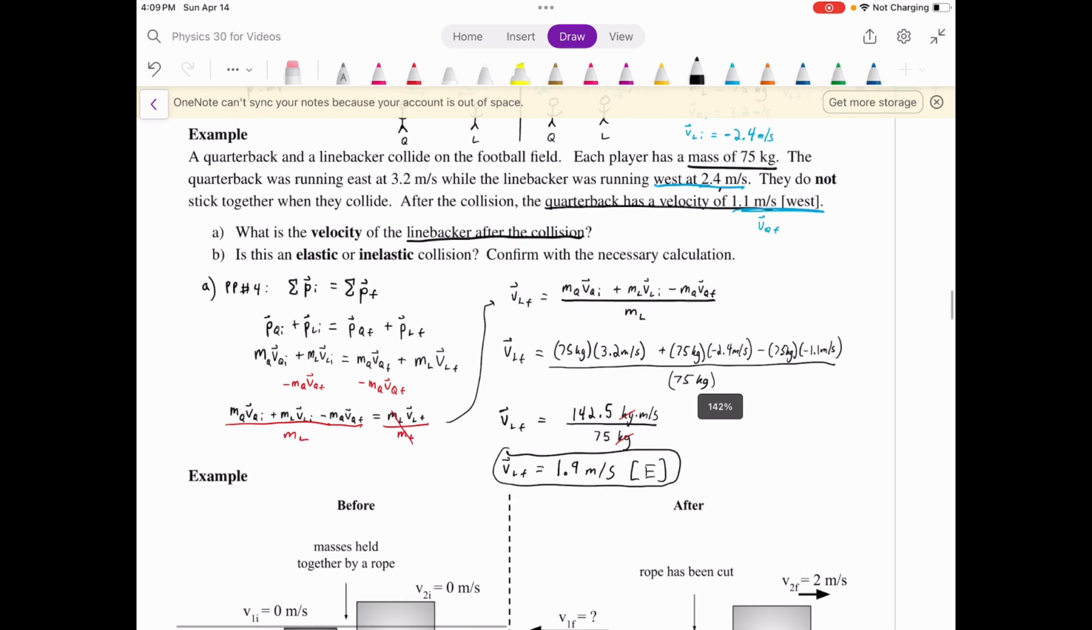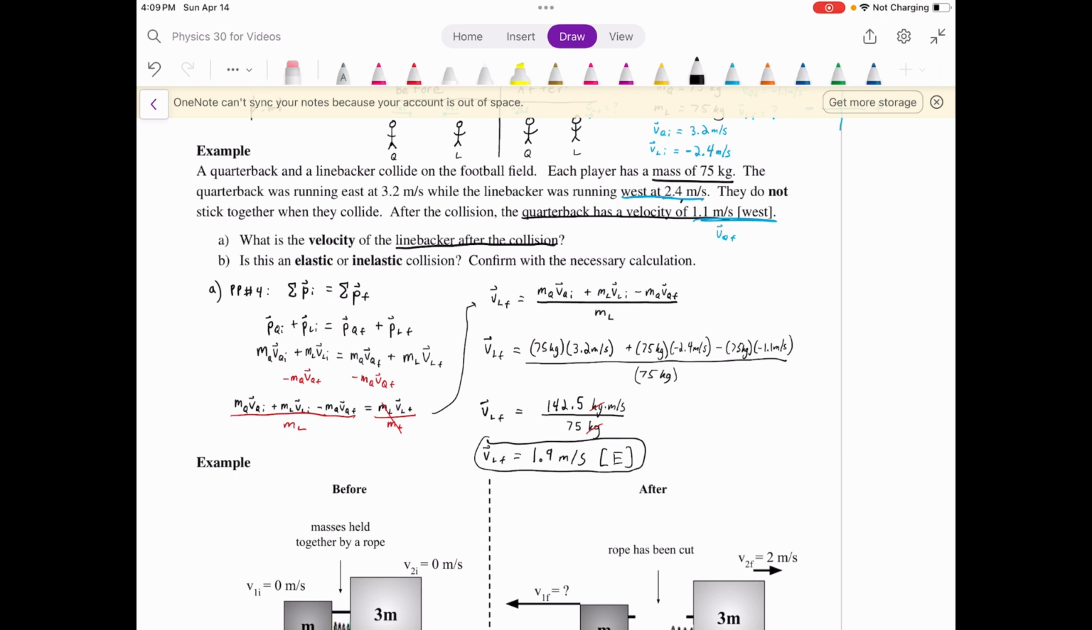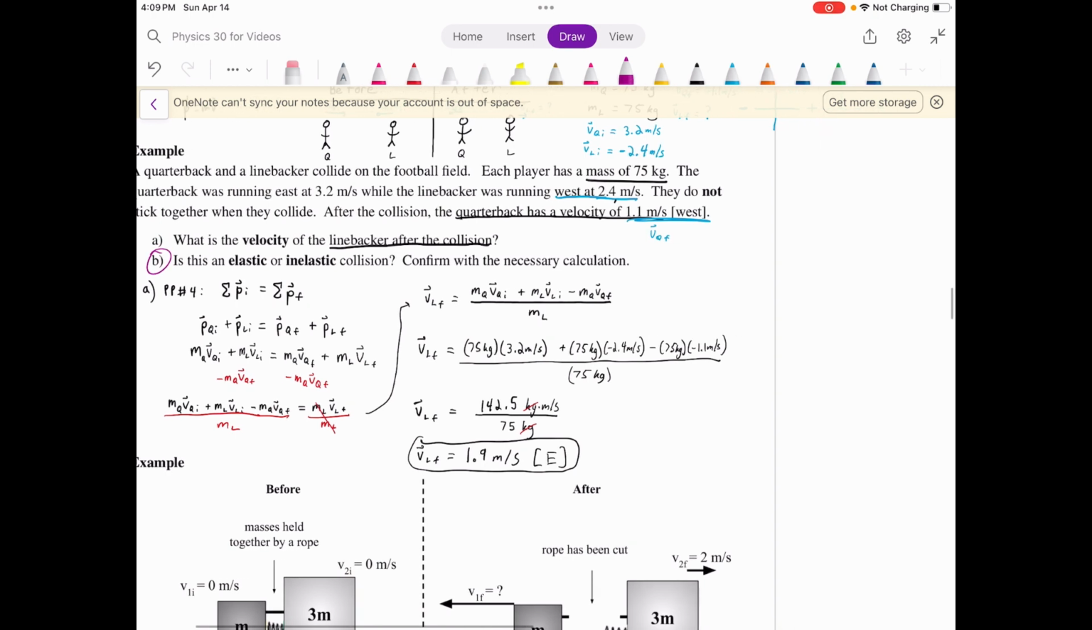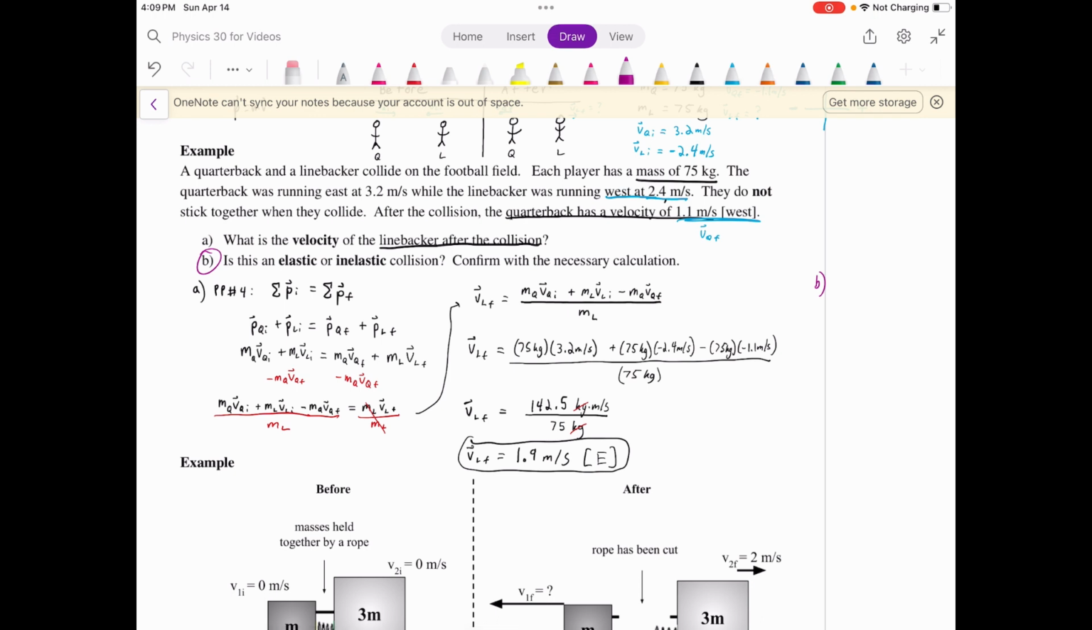Okay, let's look at B. B asks, is this an elastic or inelastic collision? Confirm with the necessary calculation. Well, what is the necessary calculation? Pop quiz. What makes a collision elastic? In an elastic collision, kinetic energy is conserved. That's it. That really is it. In an elastic collision, kinetic energy is conserved. In an inelastic collision, it's not.